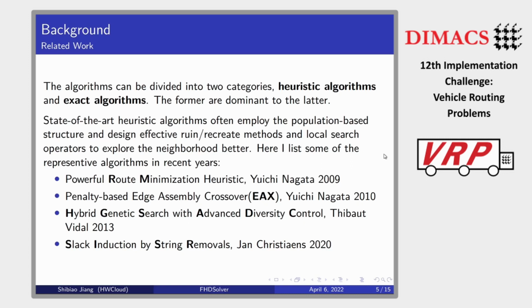First is the powerful route minimization heuristic from Nagata 29. It is a powerful route minimization. And second is also from Nagata, penalty-based edge assembly crossover, abbreviated as EAX. And then is the HGS from Vidal 2013. It has a very good population management. And finally, the slack induction by string removals in 2020. It is a very good algorithm for many VRP series.